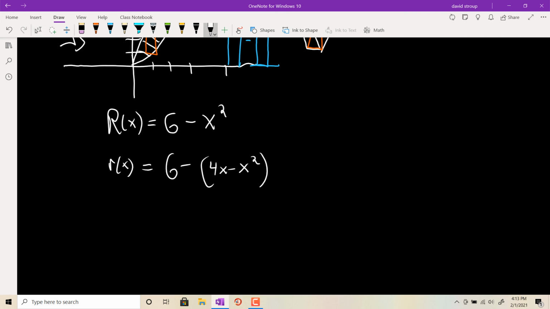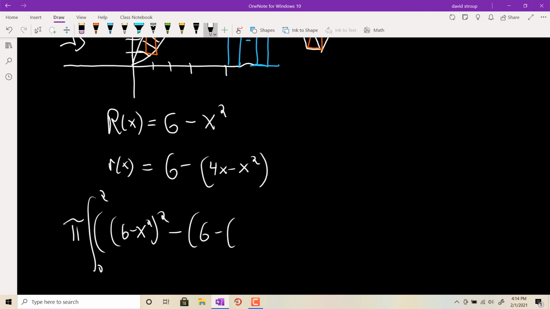Okay. And then we can put it in our integral and chug away. So I'm going from 0 to 2 again. Big radius, 6 minus x squared, squared, minus little radius, which is 6 minus 4x minus x squared, squared, dx. We'll just set it up. We won't bore you with the details. Okay, so that's the idea.